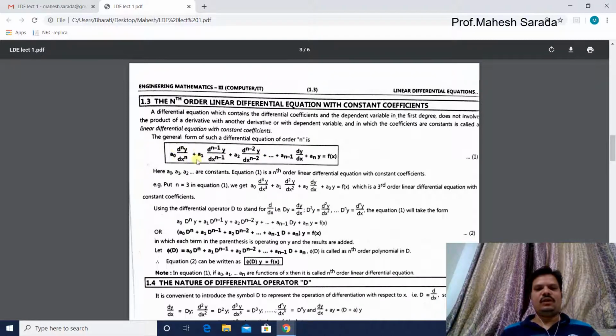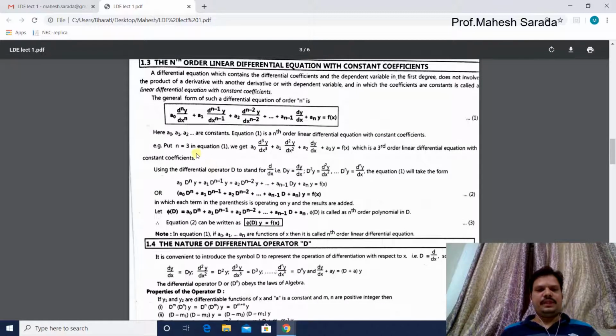So this is an nth order linear differential equation by the definition. Next, for example, if you put n equal to 3, this is a cubic differential equation. We can say that it is an order 3 differential equation, where a0, a1, a2, a3 are the constant coefficients. And now this is an order 3, degree 1 differential equation.